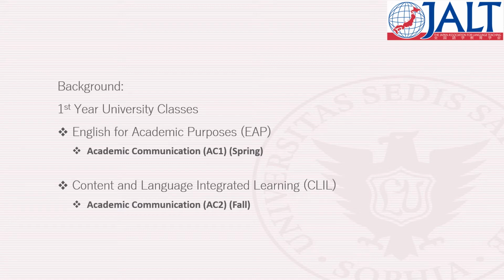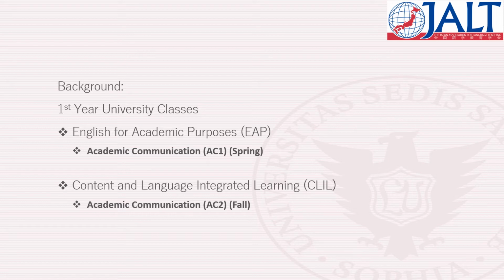The background for the SAWG comes from teaching first-year university classes focused on English for academic purposes, known as Academic Communication, or AC1, in the spring semester. This class places a lot of emphasis on academic writing, as well as reading, listening, speaking, and presenting. This is a two-part program with the second semester in the fall consisting of Academic Communication 2.